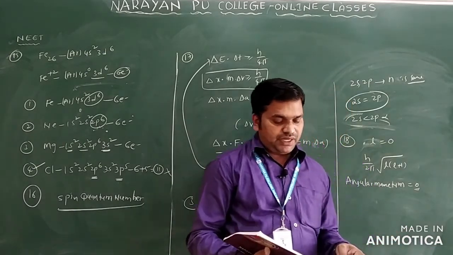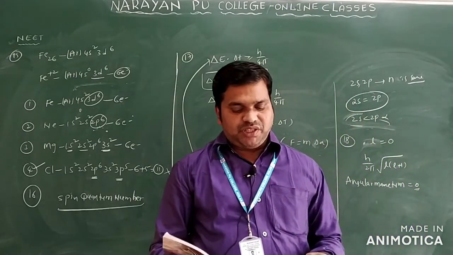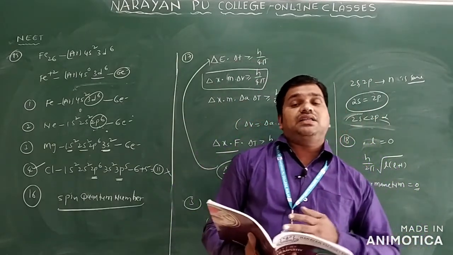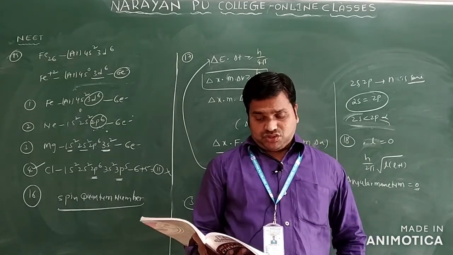See the second option we have. An orbital is designated by 3 quantum numbers and an electron is designated by 4 quantum numbers. Why? We are adding the spin quantum number, one more extra for one electron only. So that is also a correct statement.